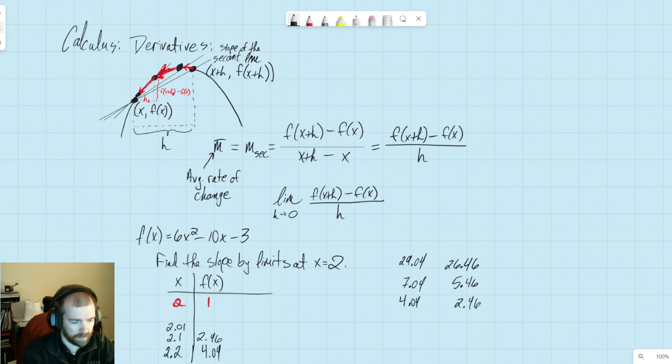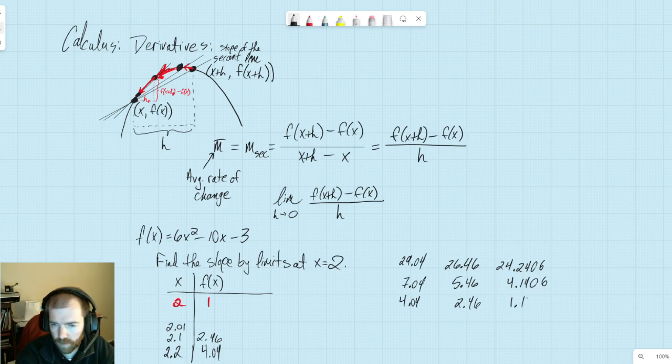All right, 2.01. That's 4.0401 times 6, which is 24.2406. Minus 10 times whatever we have here, 20.1. So that's 4.1406. And subtracting 3 from that, we get 1.1406.